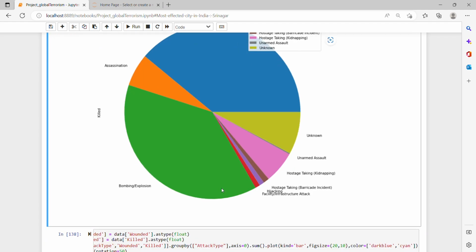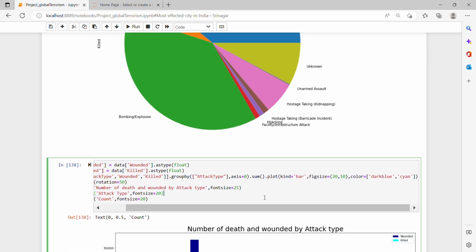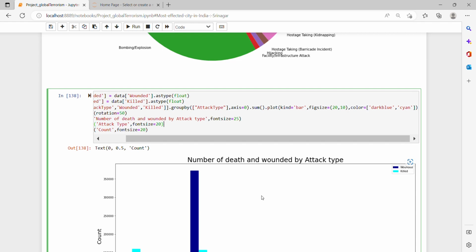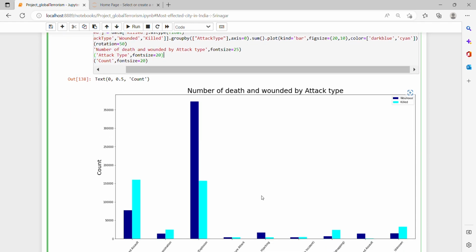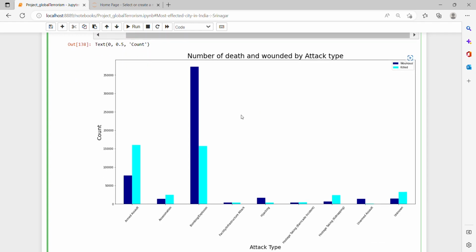Now this next graph, which I have formed, shows the number of wounded people, in which we can see that by explosion and bombing, the number of wounded people is more than 3.5 lakhs, and the number of deaths is more than 1.5 lakhs by this attack type, that is bombing and explosion.